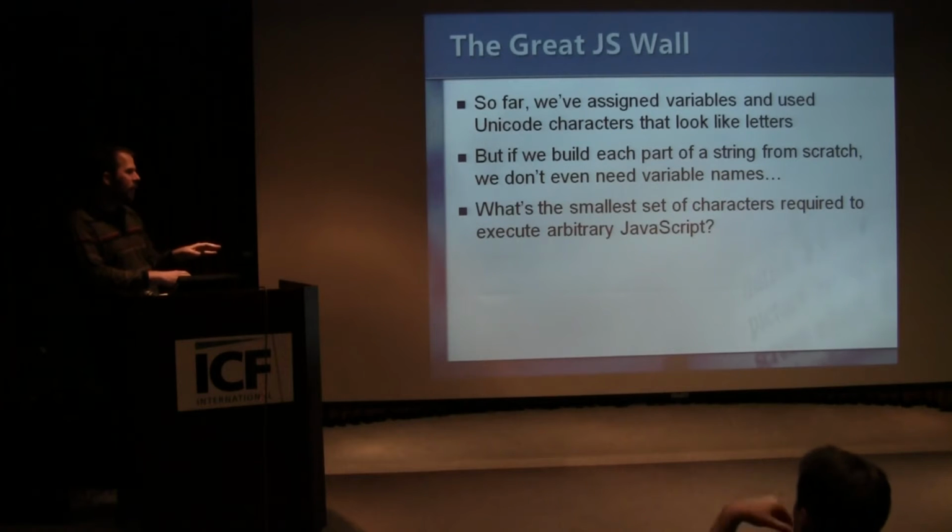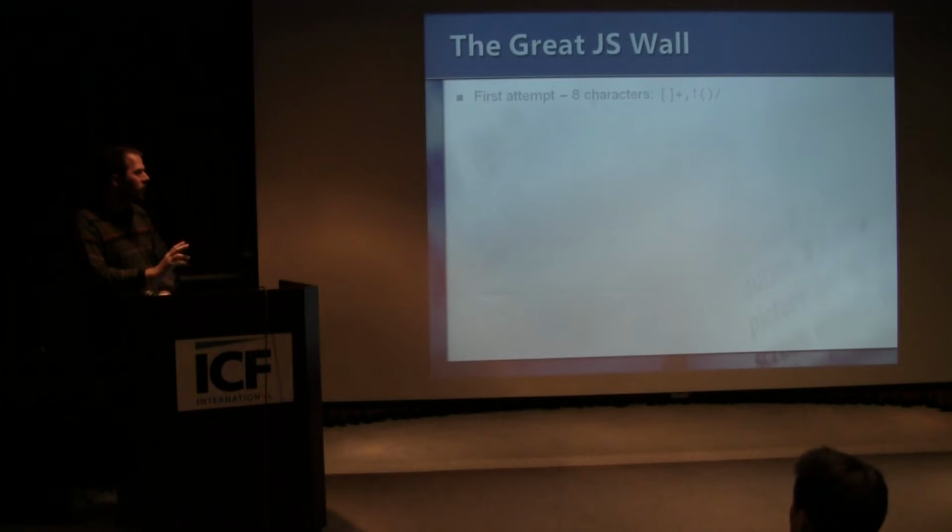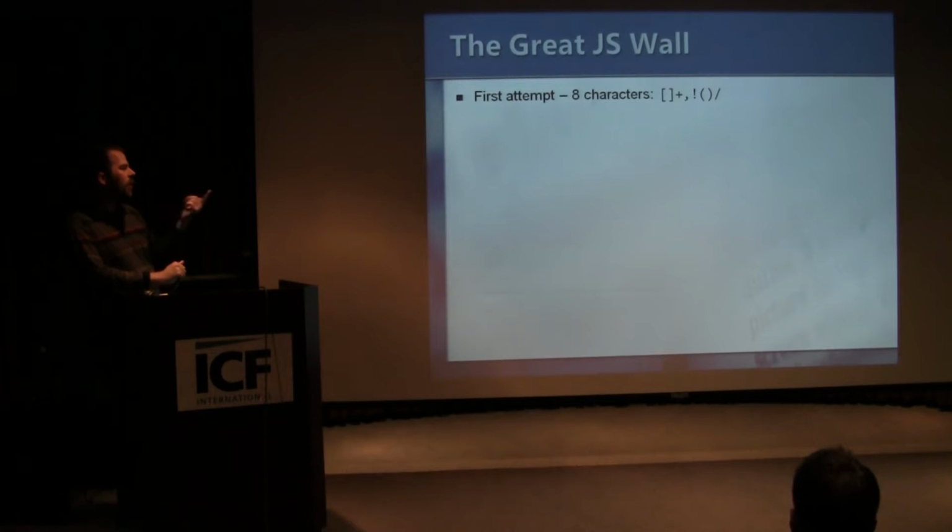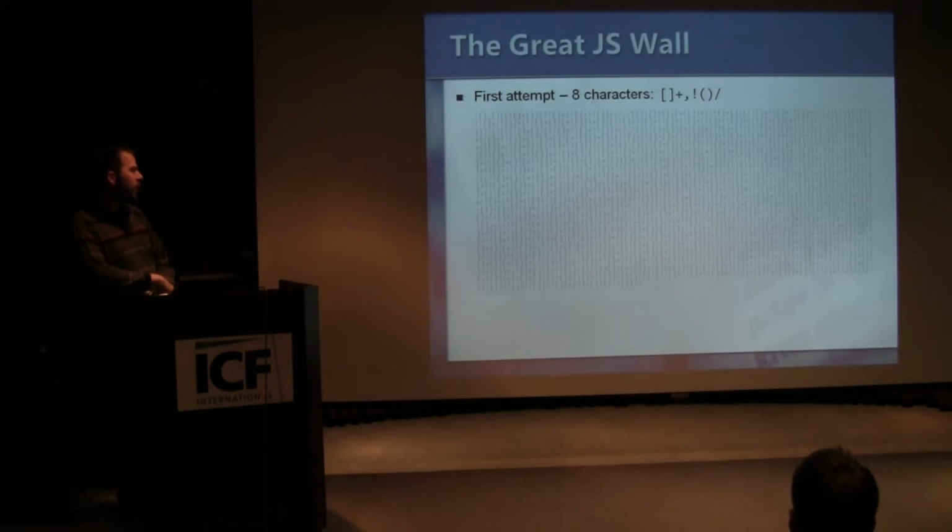Now, a lot of these are going to be Firefox only, just because it was easier, and it wasn't really trying to weaponize anything. It was just to see if it could be done. So the first attempt that I think Gareth Hayes and Eduardo Vela did was using 8 characters: brackets, plus, comma, question mark, parentheses, and slash. This is what it looked like.